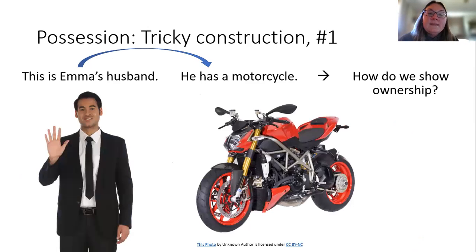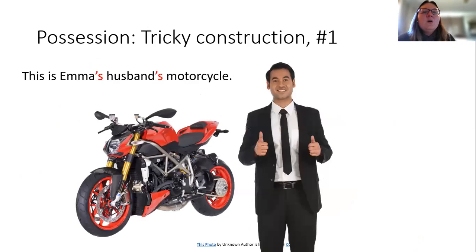Now, this is Emma's husband. We talked about that in the first slide. Emma's husband has a motorcycle. Nice motorcycle, right? How do we show ownership? We can stack possessions, especially if we don't know his name. We only know him as Emma's husband. What's his name? I don't know. But we know he has a motorcycle. So we would say this is Emma's husband's motorcycle.